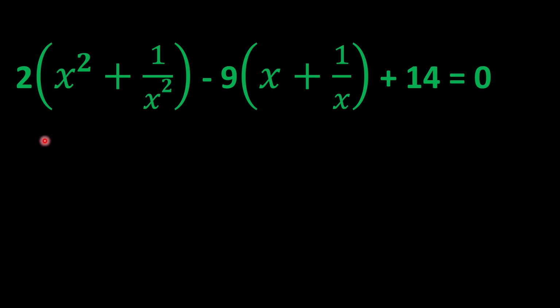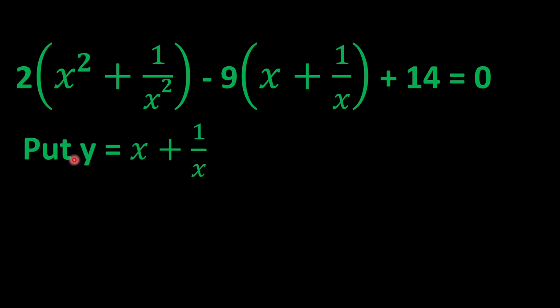Today we have this question: 2 into (x square plus 1 over x square) minus 9 into (x plus 1 over x) plus 14 equal to 0, and we have to solve this question for the value of x. So let's try to solve this question together. So let's start the solution of this question.